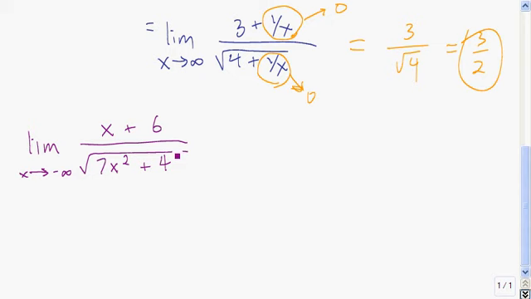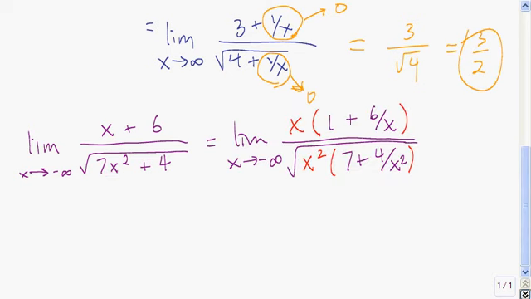The first thing that we're going to do is factor an x out of the numerator and an x squared out of the radicand. So we get the limit as x goes to negative infinity of x times the quantity 1 plus 6 over x divided by the square root of x squared times the quantity 7 plus 4 over x squared. Okay, now I'm going to do the same thing. I'm going to simplify this as the square root of x squared times the square root of 7 plus 4 over x squared.